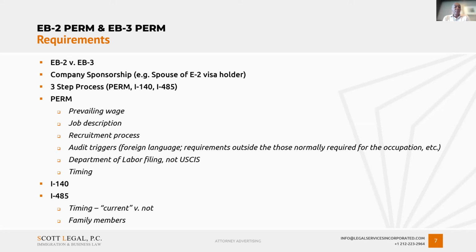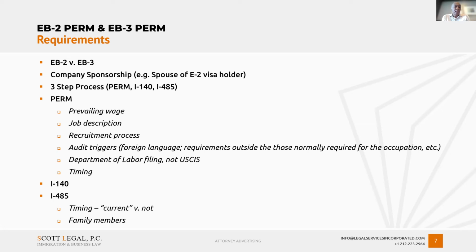And then the company has to go through a recruitment process, even though there isn't a real job, someone already has it. And then once that's been approved, then the I-140 can be filed. That's the same form that we talked about just now with the EB1A and the EB2. And in this case, though, you're going to be proving that the person has the qualifications for the EB2 or EB3.